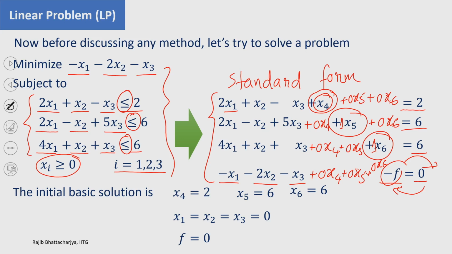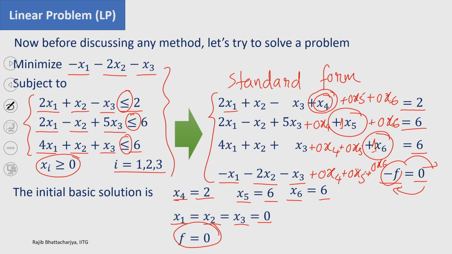So, what is the initial basic solution? The initial basic solution is that x1, x2 and x3 are 0 because they are non-basic variables, and the basic variables are x4, x5 and x6. So, x4 equals 2, x5 equals 6 and x6 equals 6. This is one feasible solution anyway. So, the objective function value is 0 here.